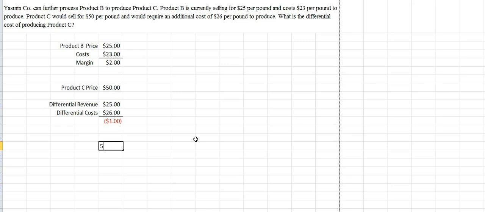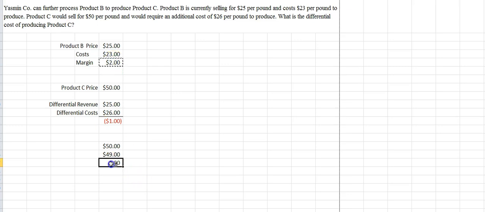My total product revenue is going to be 50. And my total product cost is going to be equal to 26 plus 23, right? Because it says an additional 26. So it's going to be 49. And so I'll make a profit margin per unit of $1.